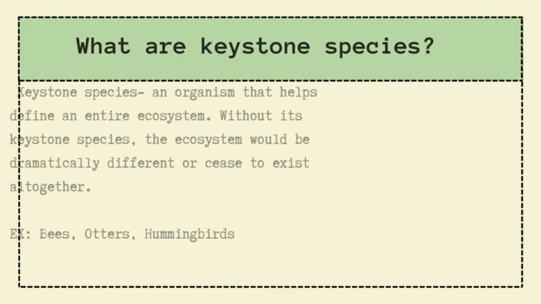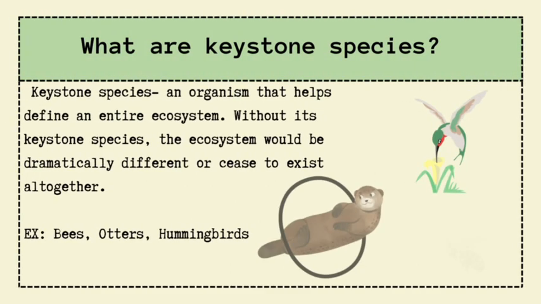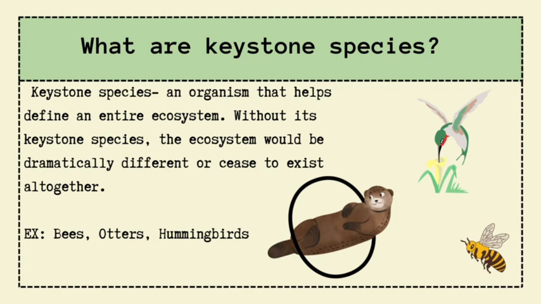What are keystone species? Now, we did not talk about this in the other videos, but keystone species are organisms that help define an entire ecosystem. Without a keystone species, the ecosystem will probably cease to exist. An example can be bees, otters, or hummingbirds. Without them, the food chain might fall apart.